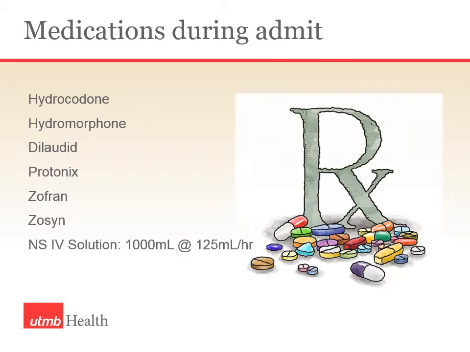Medications during admit include hydrocodone, hydromorphone, and Dilaudid for pain relief, Protonix for stomach acid to prevent any backup of that acid that causes heartburn, Zofran to prevent nausea, and Zosyn as an antibiotic to prevent any further bacterial infections. And then he was also given a normal saline IV solution of 1,000 milliliters at 125 milliliters per hour for fluids.